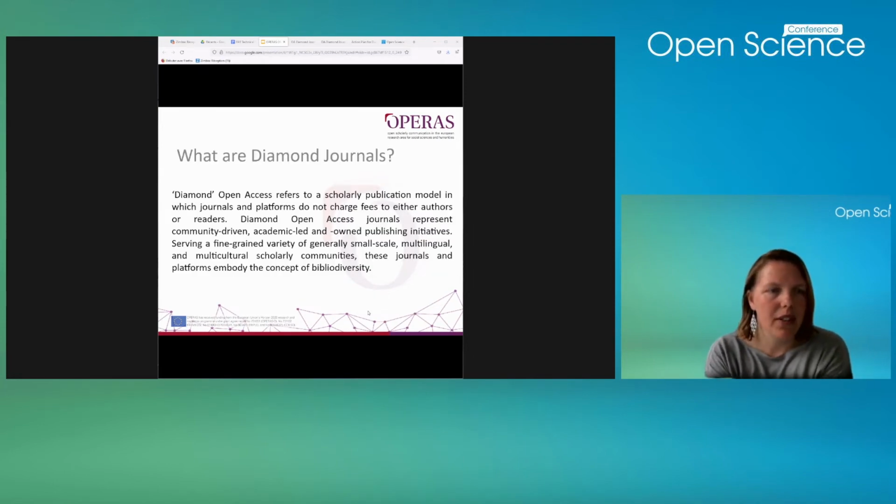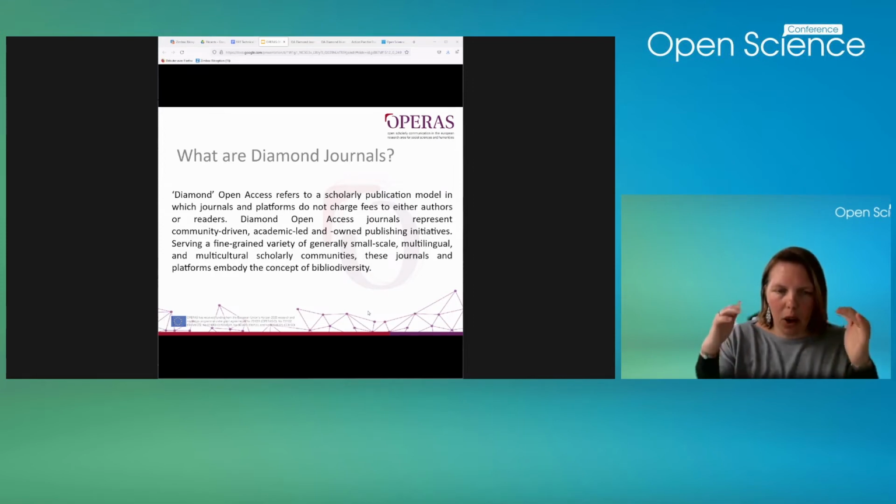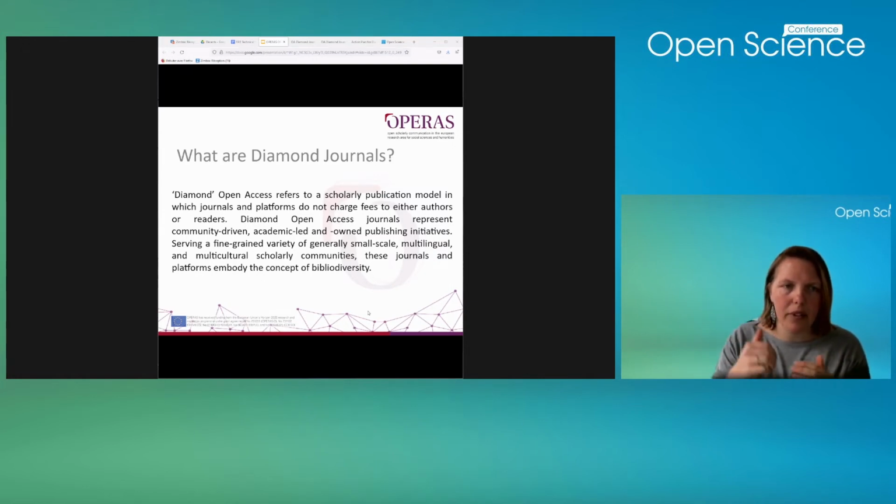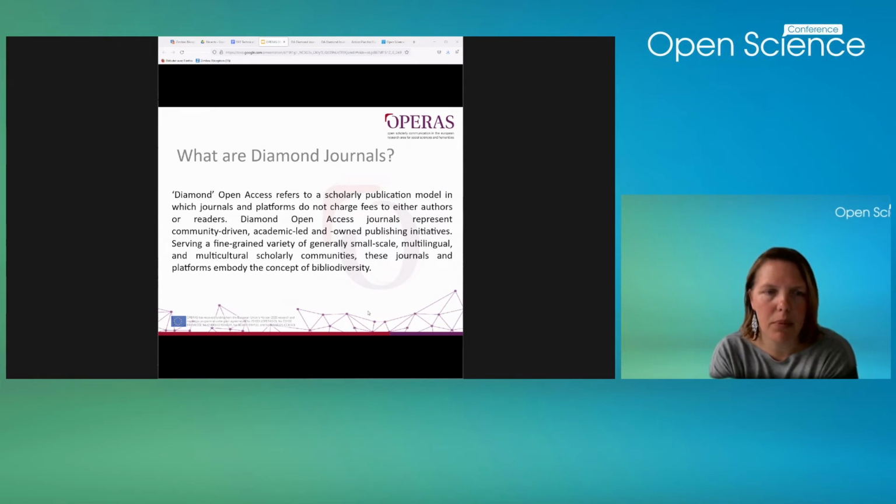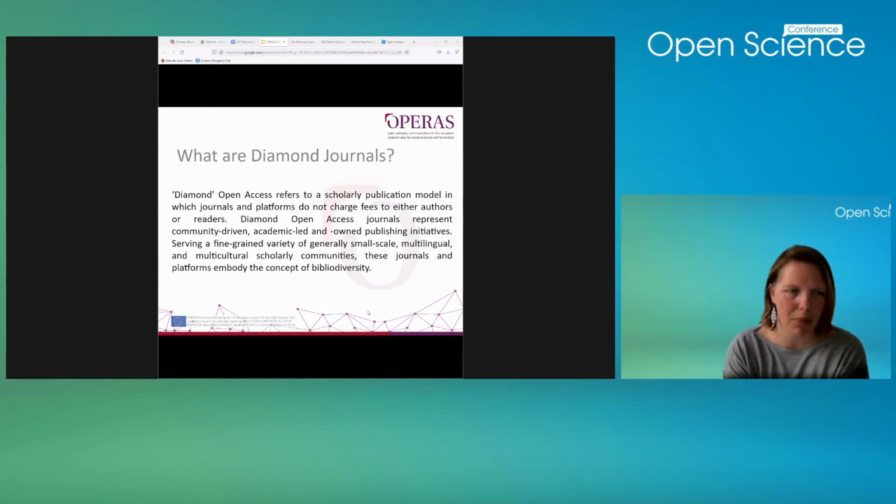And I will start by presenting what Diamond journals are. What is the Diamond open access model? So you know that in the open access typology, we have green access and we have several steps towards the Diamond journal, Diamond access, which is the one with much more possibility for the publishers, but also for the researchers. So Diamond Open Access refers to a scholarly publication model in which journals and platforms do not charge fees to either authors or readers. This is why it can be seen as the Graal for open access publishers.